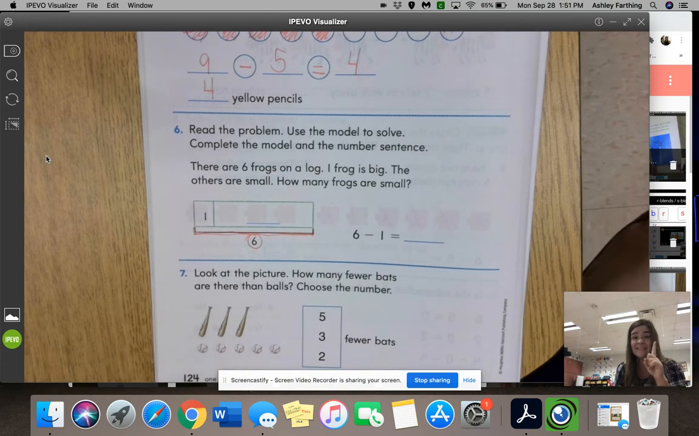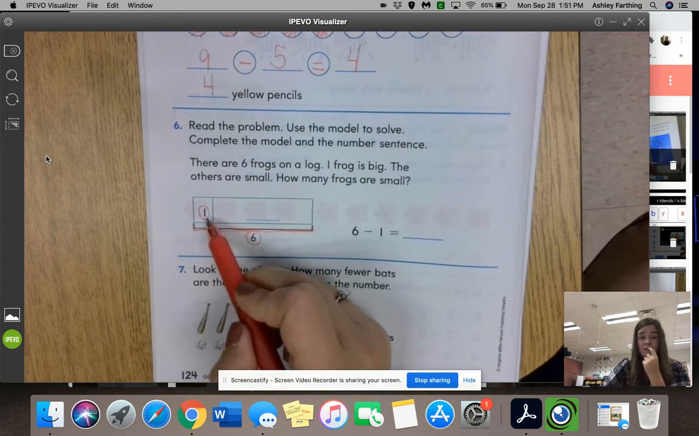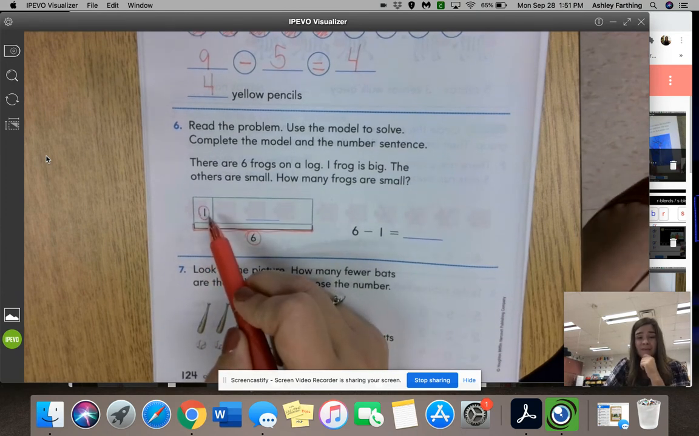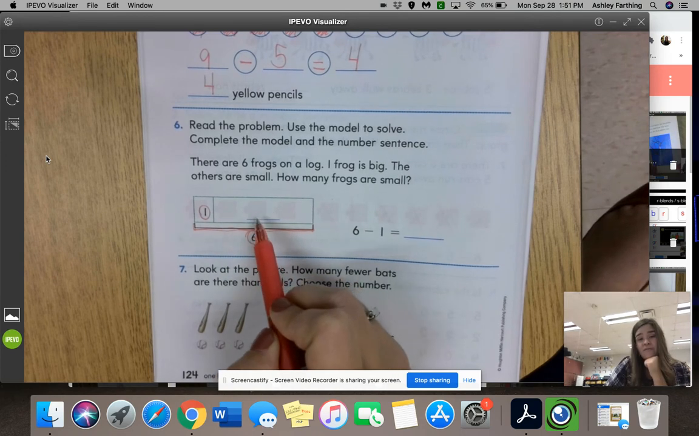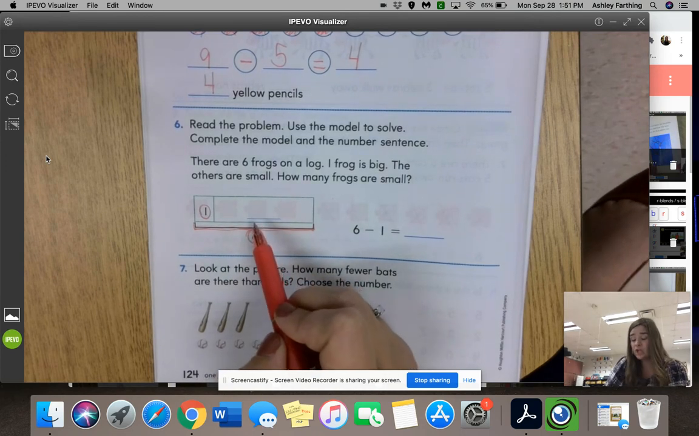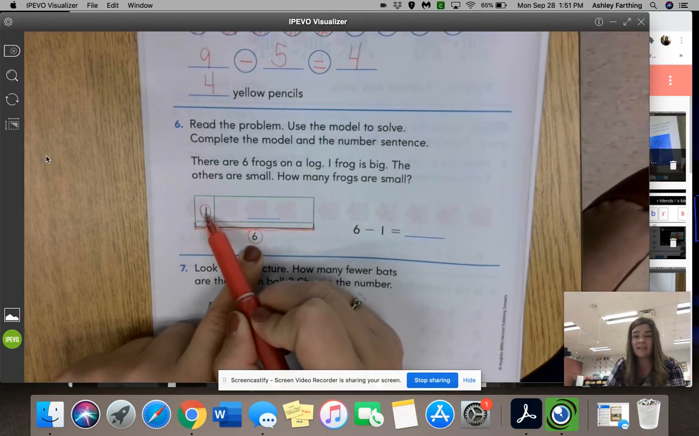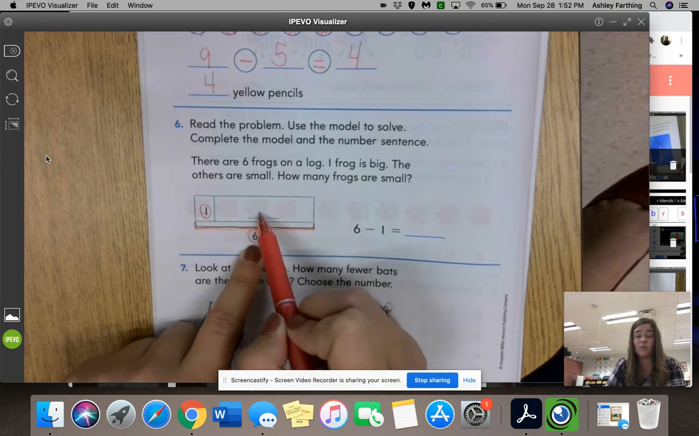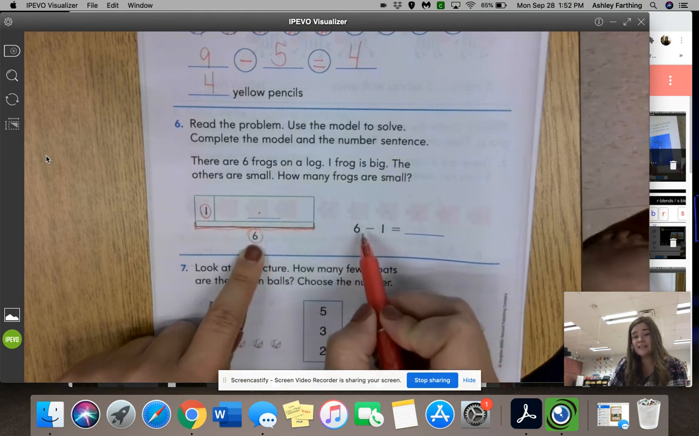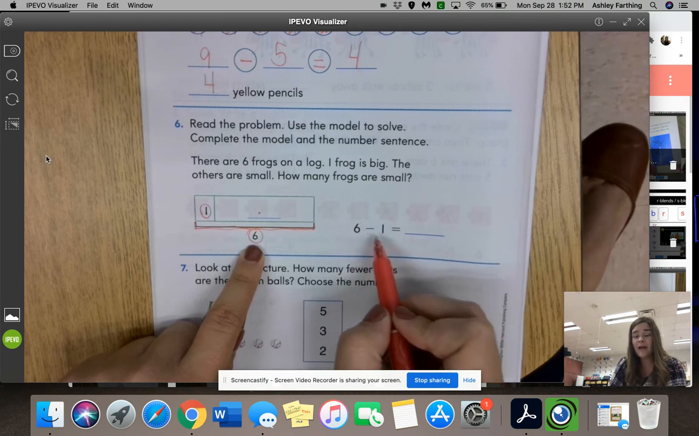1 frog is big. So I put my 1 right here. That's part of it. 1 frog is big. The other frogs are small. How many frogs are small? So we know that the big number is 6, and we're taking away 1 of those because that's the big frog. We need to know how many are left to go over here, which would mean those are our small frogs. So the equation that it gives us is 6 minus 1 equals blank.